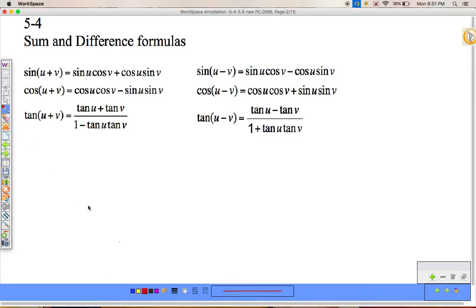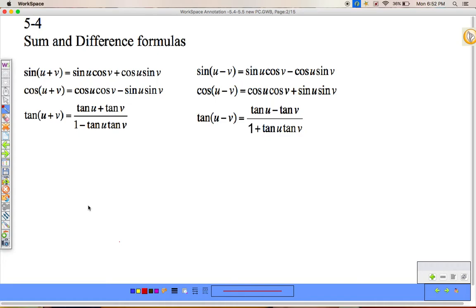All right, now my difference formulas are going to be the sine of u minus v equals the sine of u cosine v minus cosine u sine v. Cosine of u minus v is cosine u cosine v plus sine u sine v. And tangent of u minus v is tangent u minus tangent v divided by 1 plus tangent u tangent v.